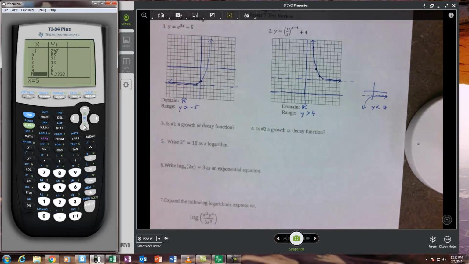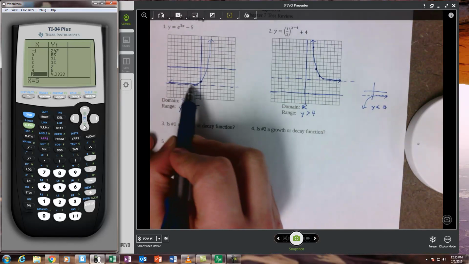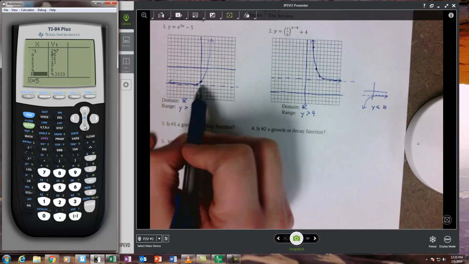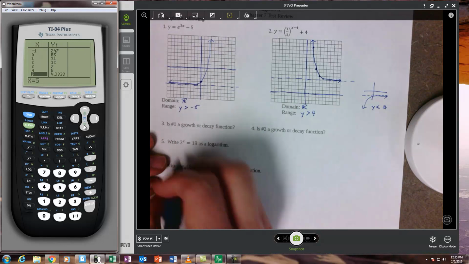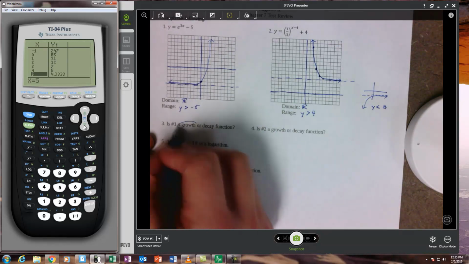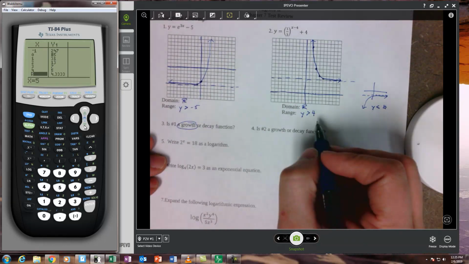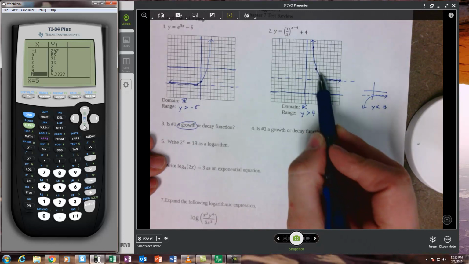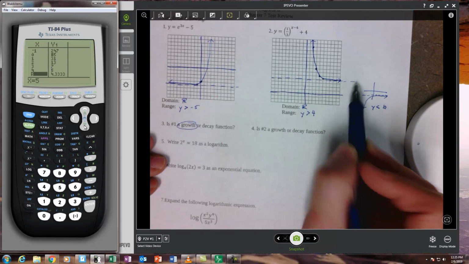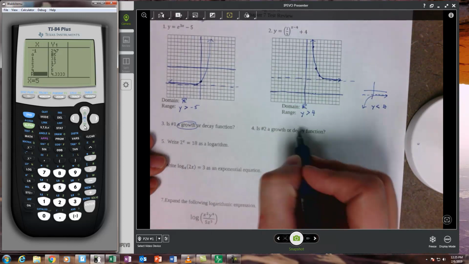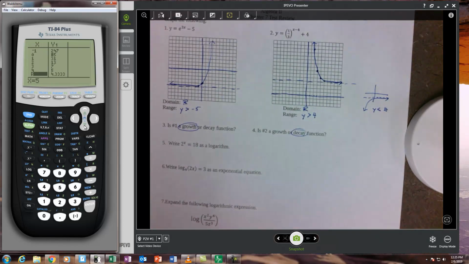Number 3 says, is number 1 growth or decay? Well, if you look at the way this equation, as you go to the right, it is separating from the asymptote. It's going away from it. That tells me that number 1 is a growth function. And number 2, if you look, it's approximating or closing in on this asymptote. It's going to stay with it forever. That means that it was a decay graph. You should be able to tell that just by looking at the shape of the graph.